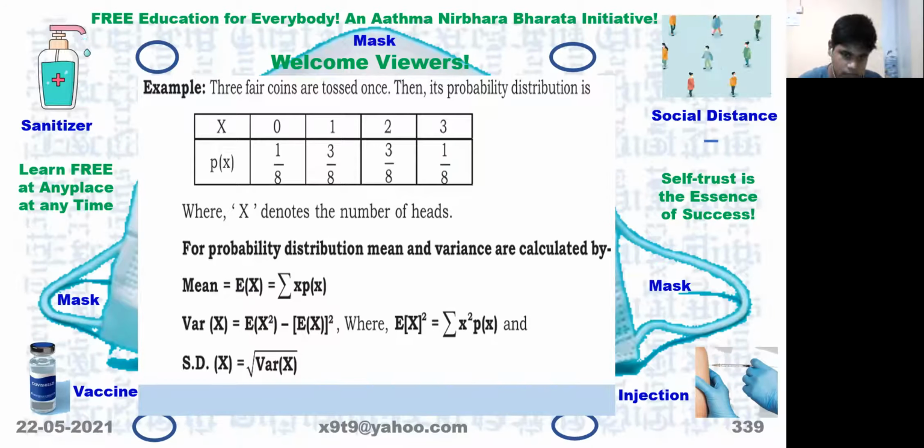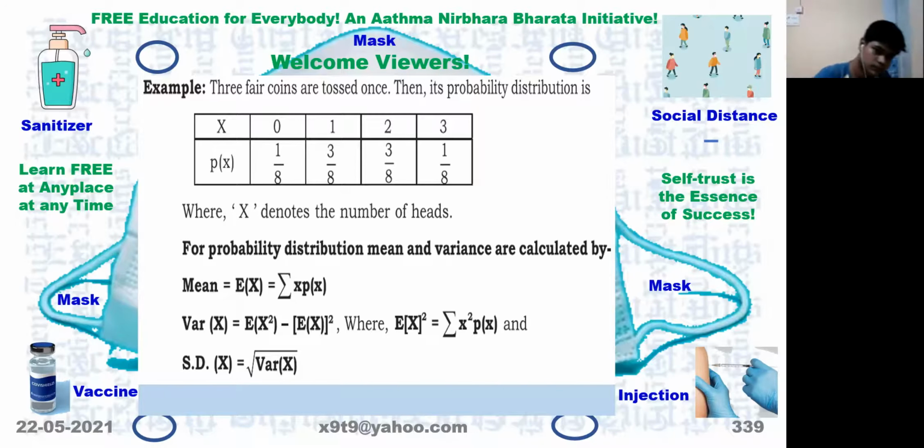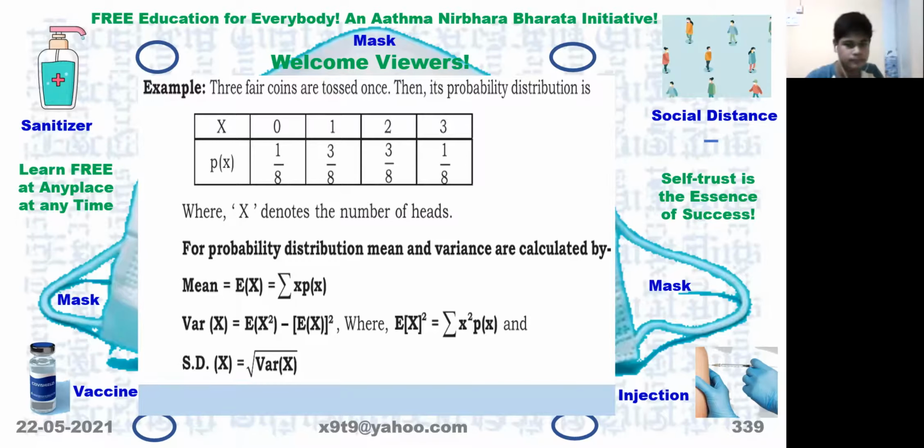Now the second column, you write P within bracket X. This P within bracket X, we read as P of X or PX, or in words, probability of X occurring.